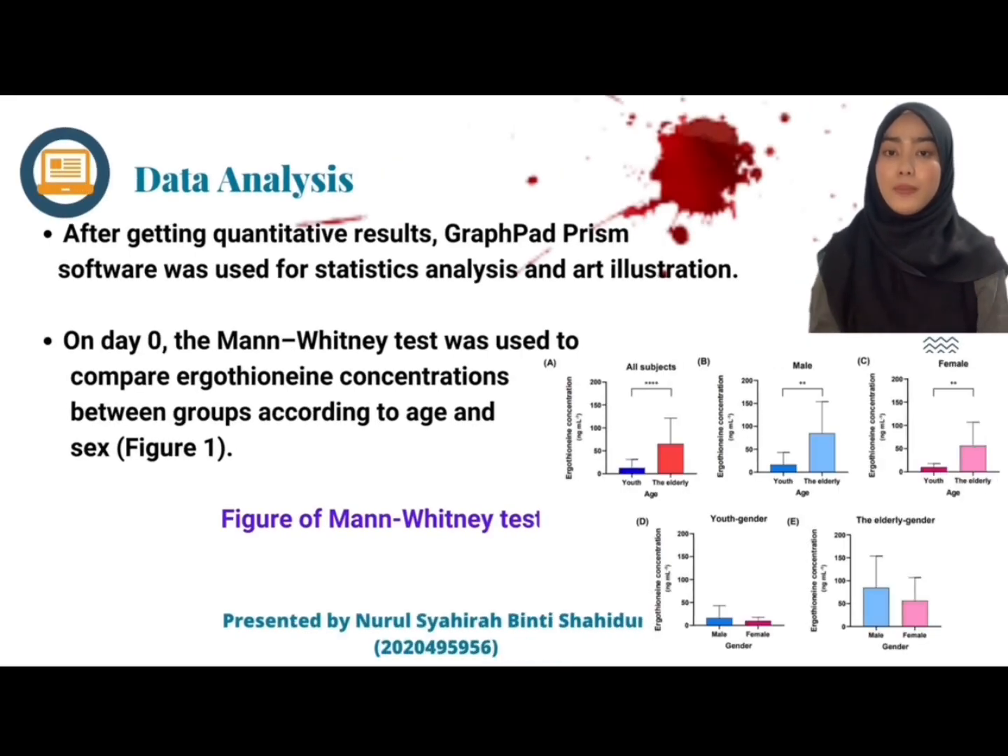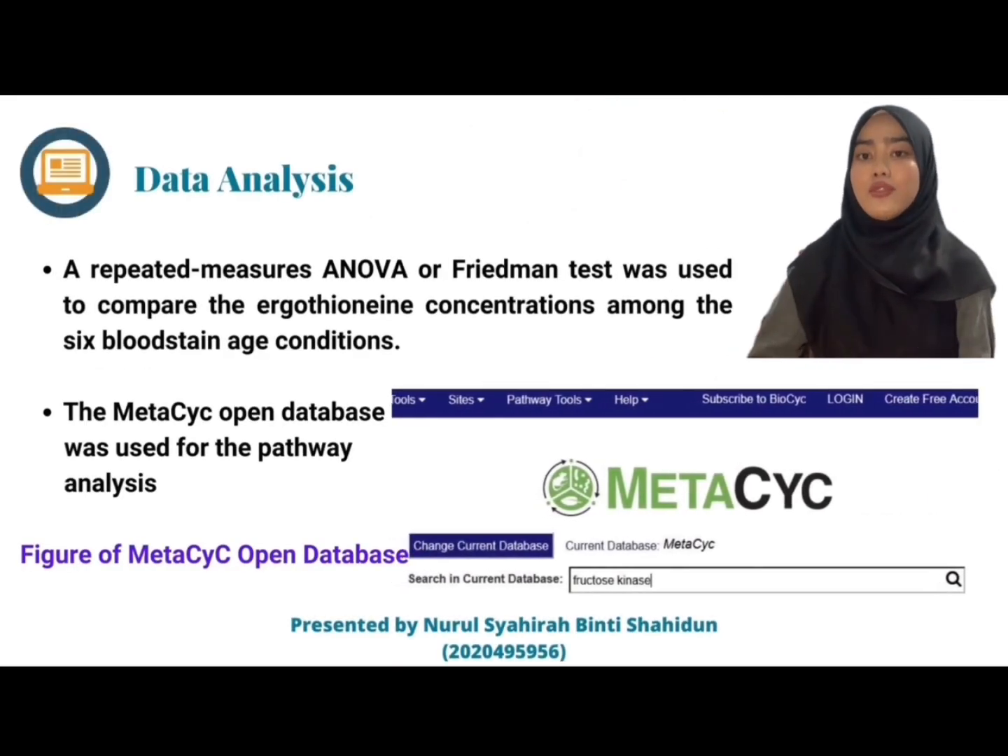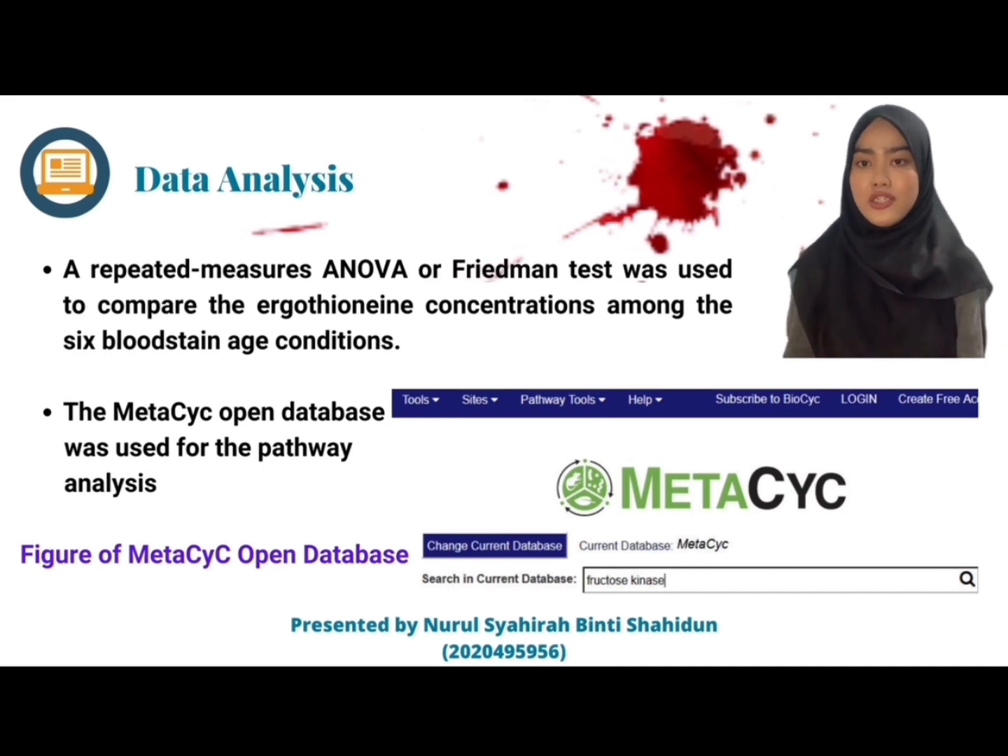The last part under methodology is data analysis. Quantitative results were analyzed and illustrated using GraphPad Prism. On D0, the Mann-Whitney test compared ergothioneine concentration by age and sex. The figure below shows the Mann-Whitney test result. A repeated measures ANOVA or Friedman test was employed to examine the effect of bloodstain age conditions on ergothioneine concentration. Pathway analysis was performed using the MetaCyc open database, as the pictures shown below.